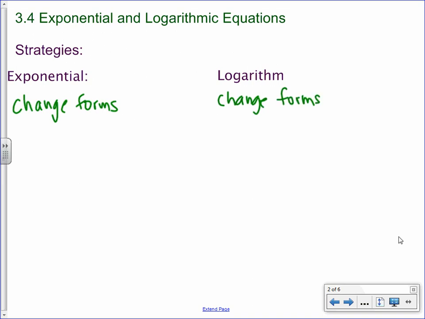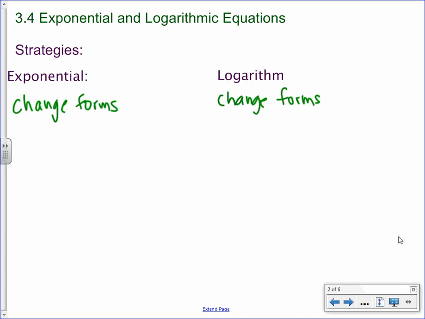If our variable is in the exponent, rewriting it to logarithmic form would take that exponent out. If a variable is inside of the logarithm, rewriting to exponential form would take that variable out.